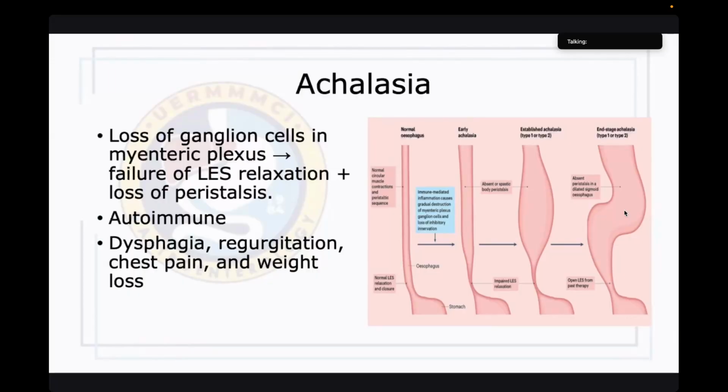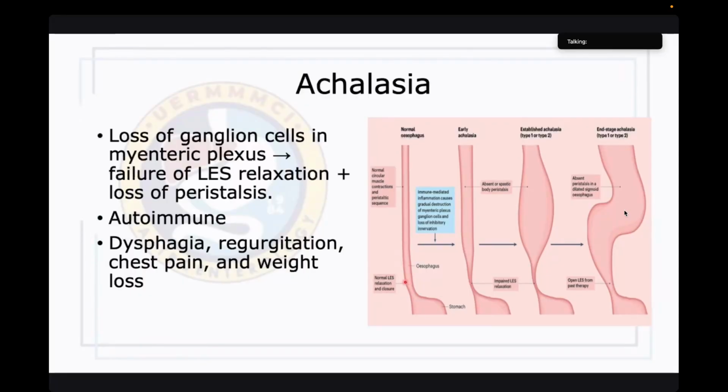Achalasia is a condition characterized by progressive loss of ganglion cells in the myenteric plexus of the esophageal wall, and this leads to failure of relaxation of the lower esophageal sphincter, accompanied by a loss of peristalsis in the distal esophagus. This is believed to be autoimmune in origin.